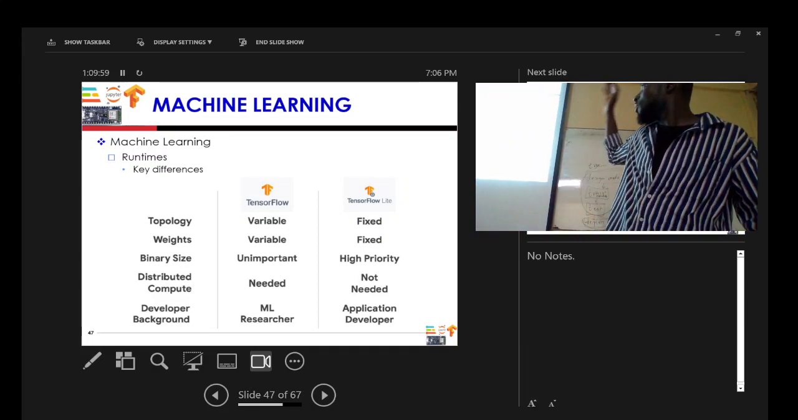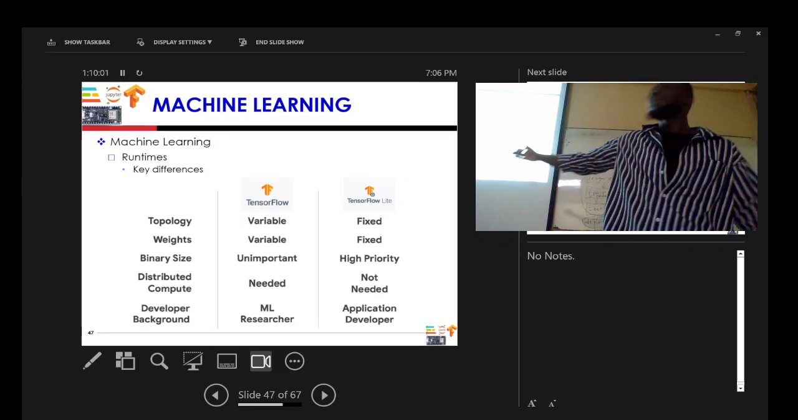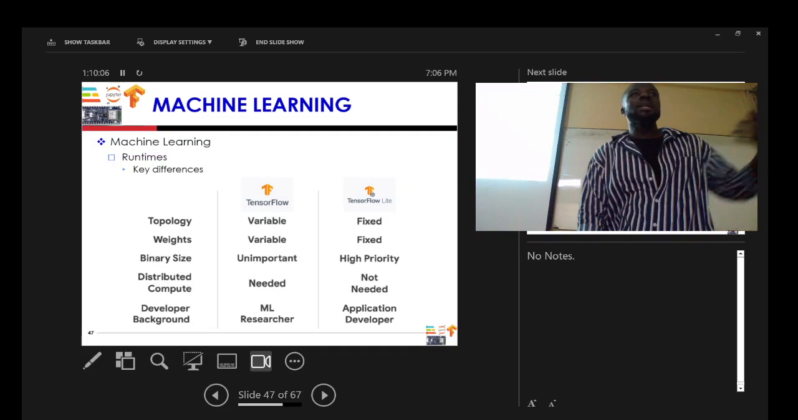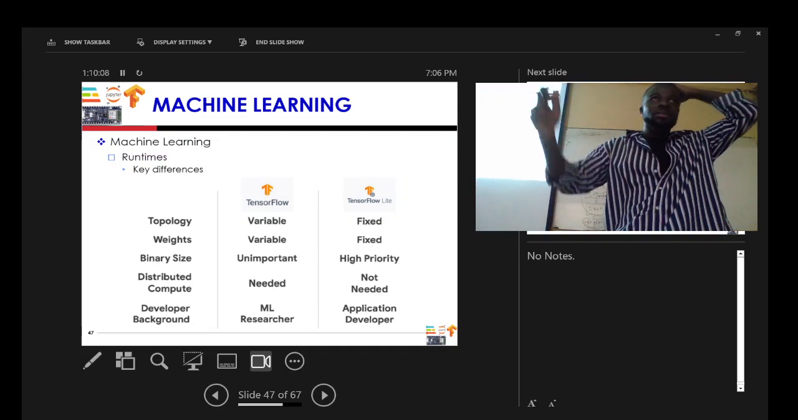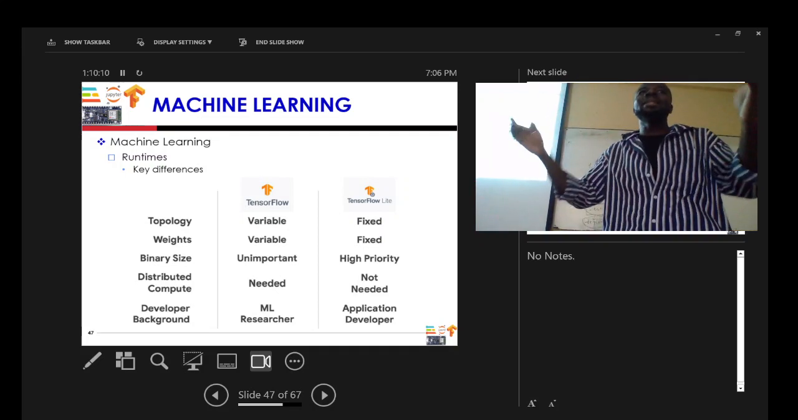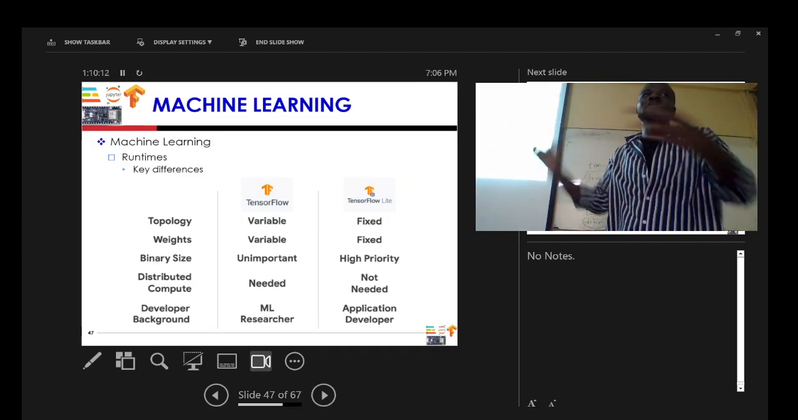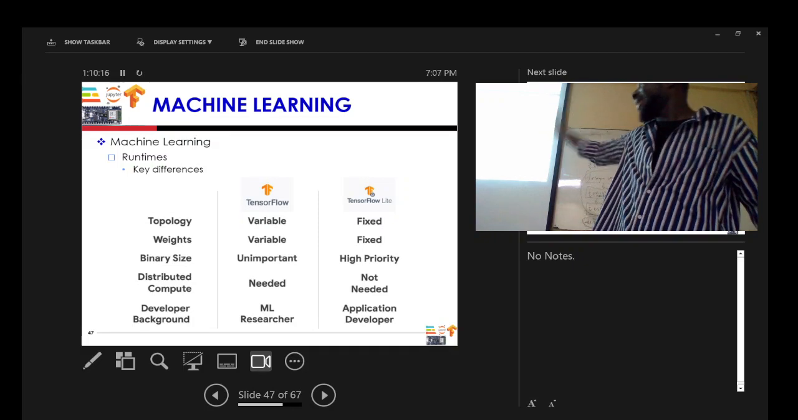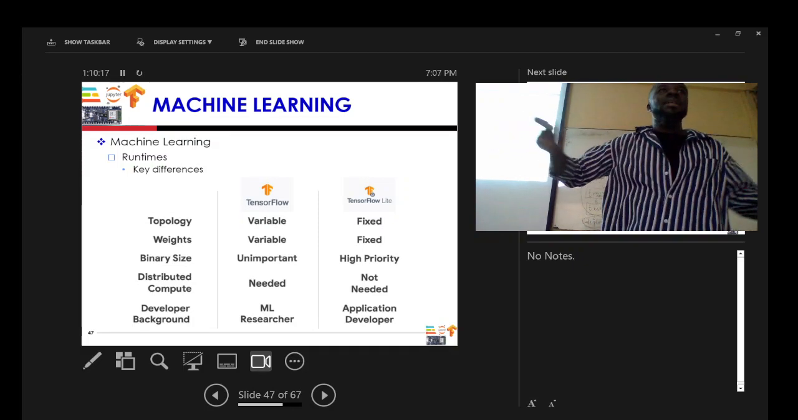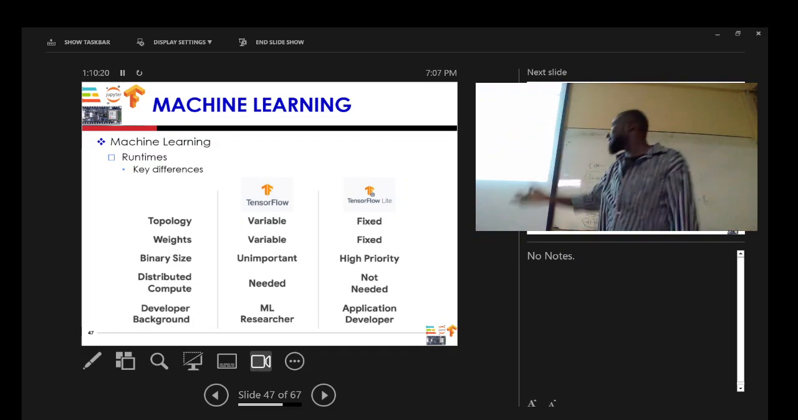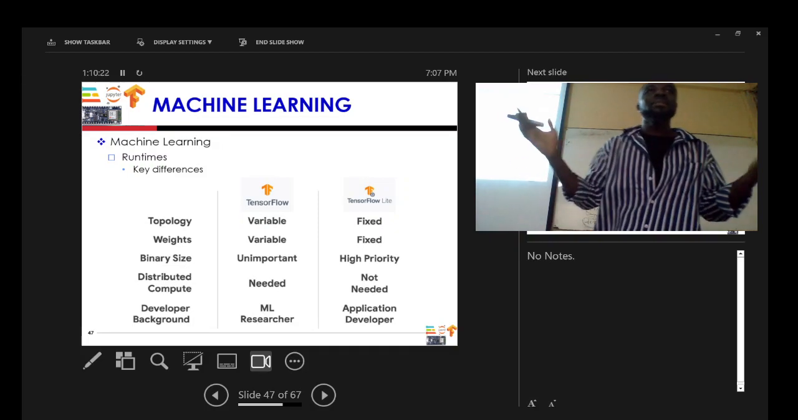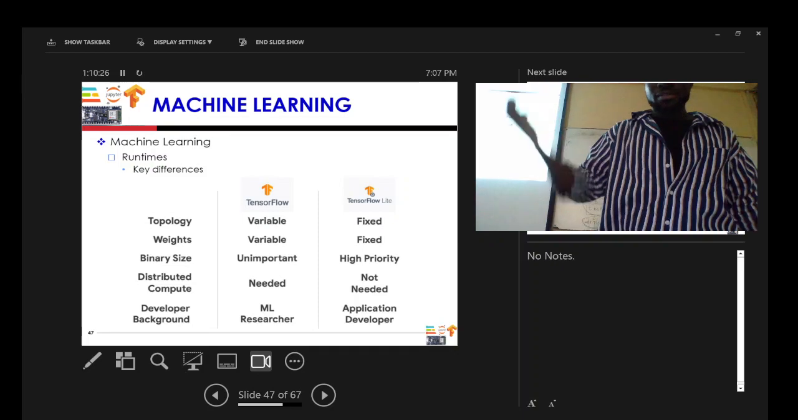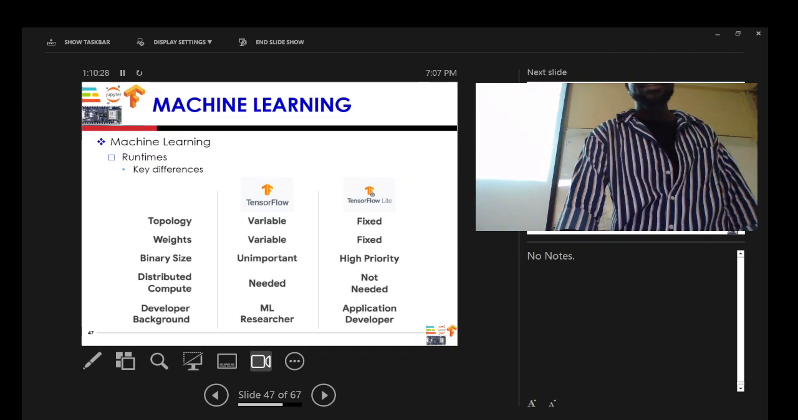And then the people who use the TensorFlow Lite model are the application developers. So they are using an already trained model. The model is already there. They just take it and design an application for it, right? So the TensorFlow model needs a lot of resources to run, but the TensorFlow Lite model needs less resources. Understood?